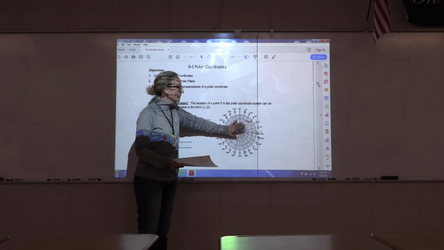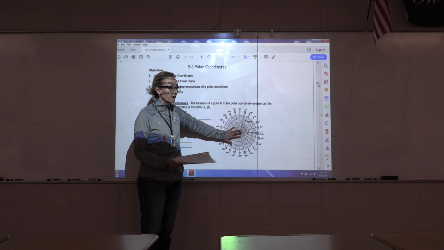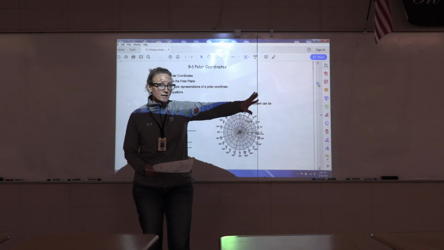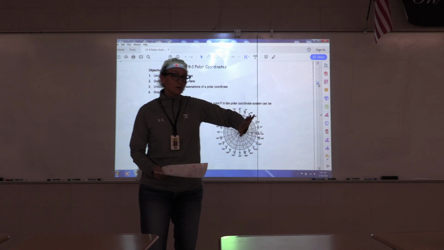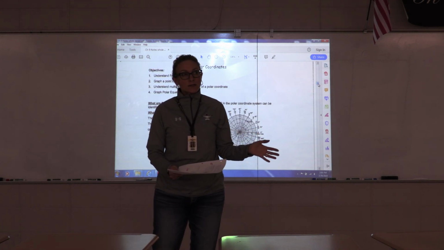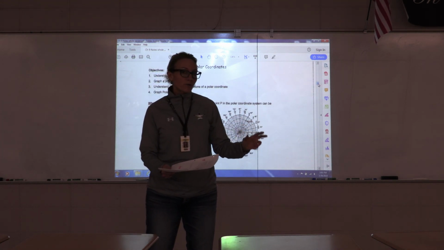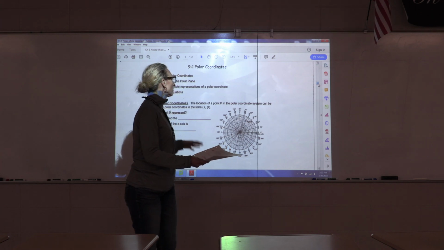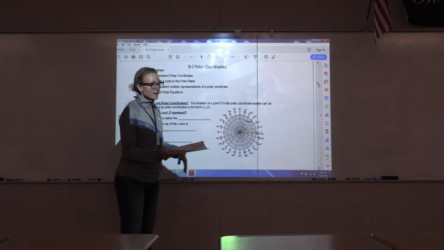When you do these assignments, you're going to need to pick up polar graph paper, which is over on the side stackers where I keep all the graph paper. So we've had x and y axis graph paper, we've had trig graph paper. Now you're going to be using polar graph paper.